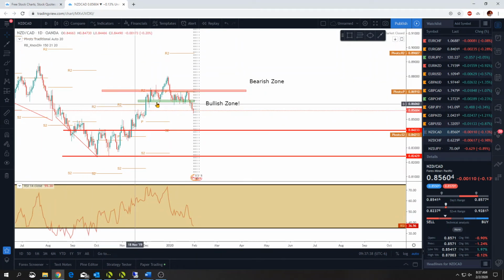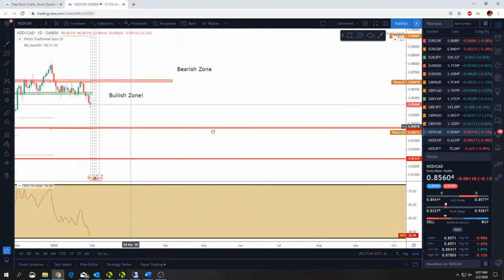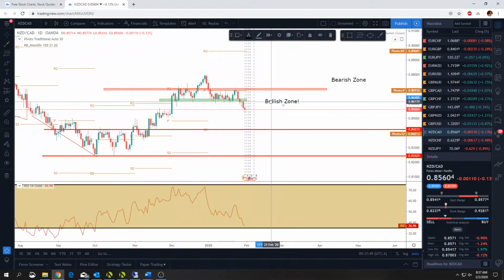So here we have, you can see what I was looking for here. I was looking at, let's zoom in. I was looking for support here. We didn't get it, so that's why I'm not in this trade. So I'm not bullish here anymore.